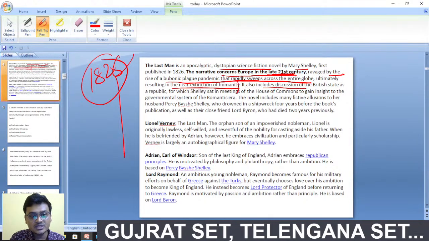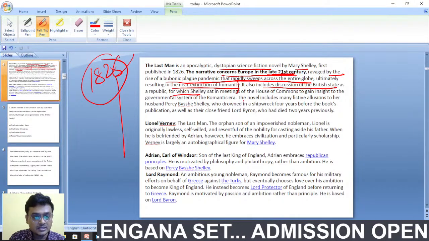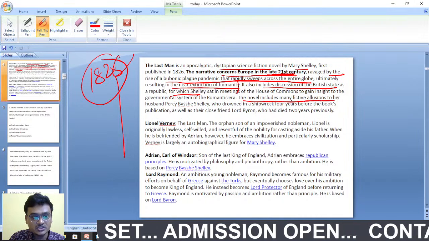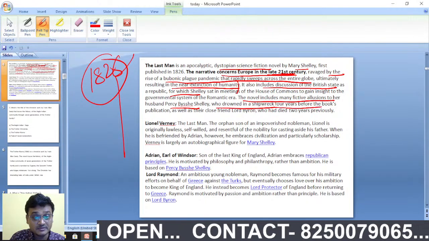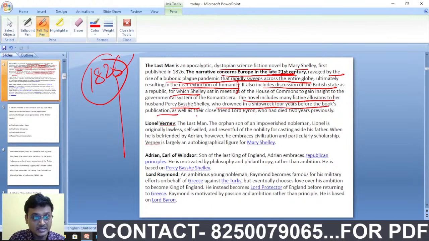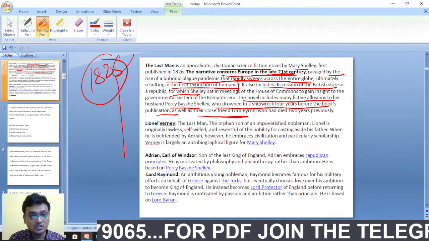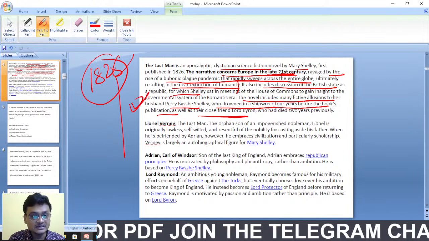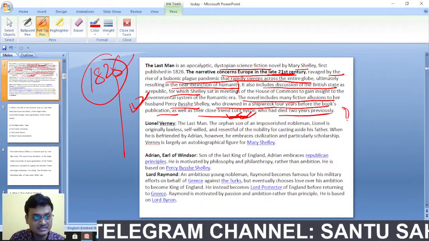It also includes discussion of the British state as a republic. The novel includes many fictitious allusions to her husband P.B. Shelley, who drowned in a shipwreck four years before the book's publication, as well as their close friend Lord Byron, who had died two years previously.